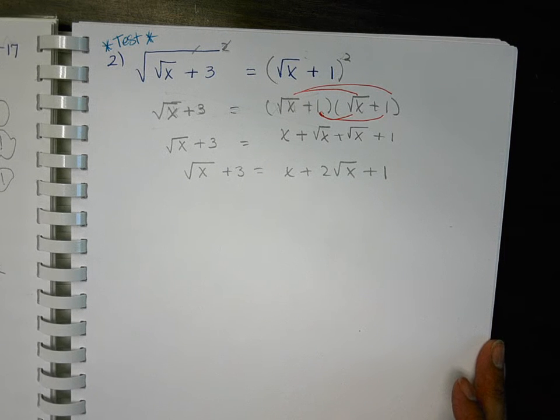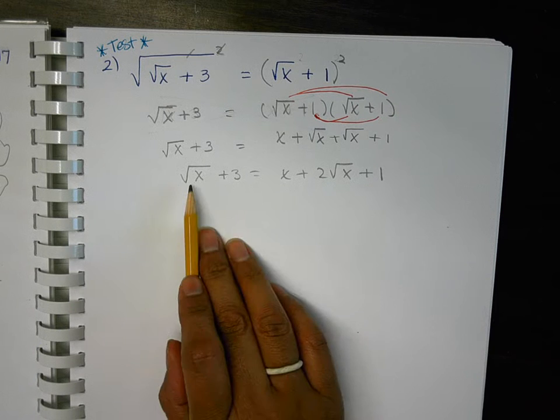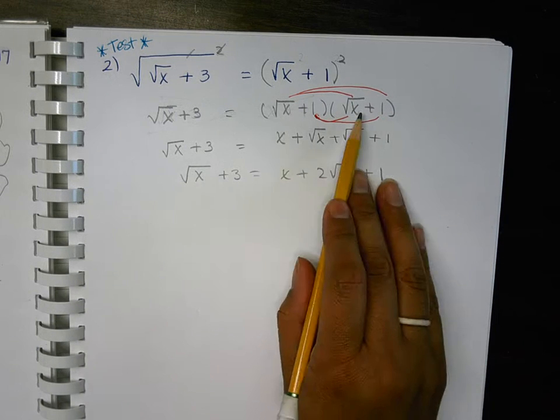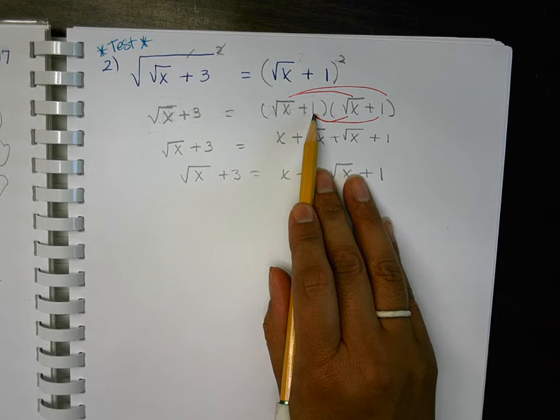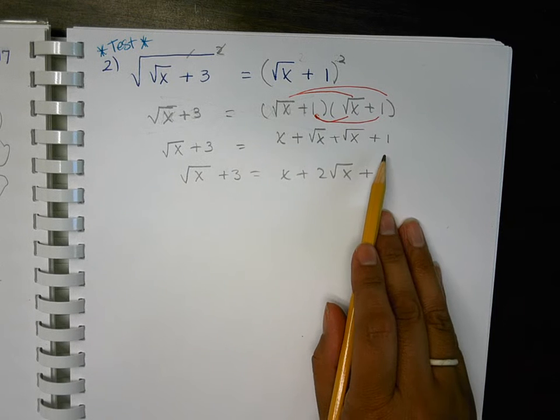Okay. Did any of you end up with this? Yes. Root x plus 3, that just kind of stayed the same. And here when I FOILed, root x times root x is just x. Root x times 1 is 1 root x. And then 1 times root x is another 1 root x. And 1 times 1 is 1.